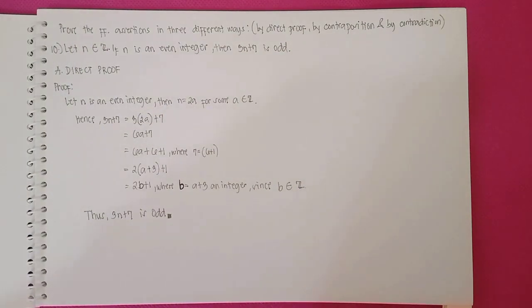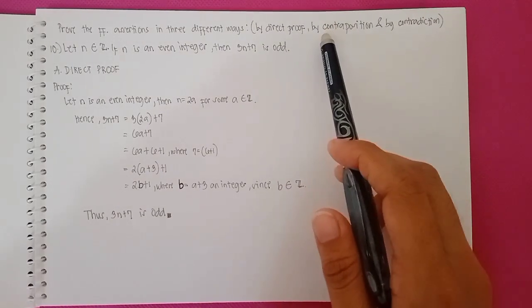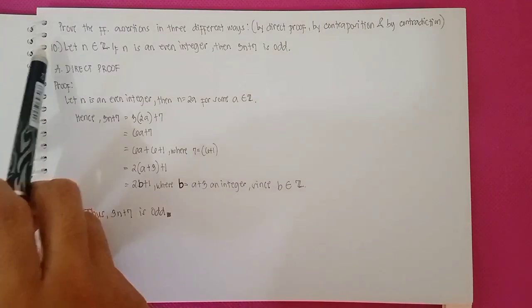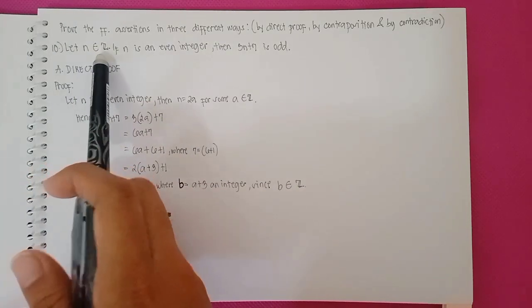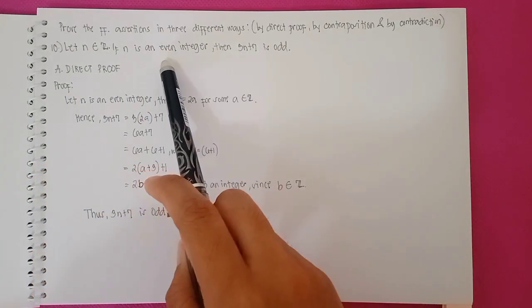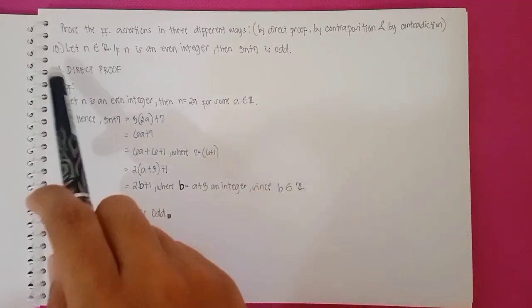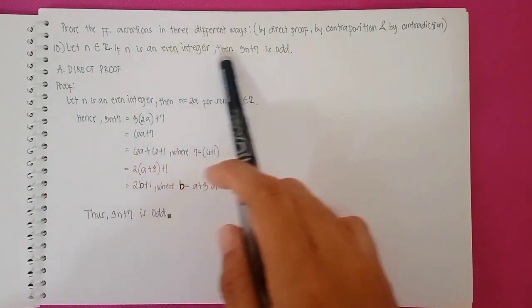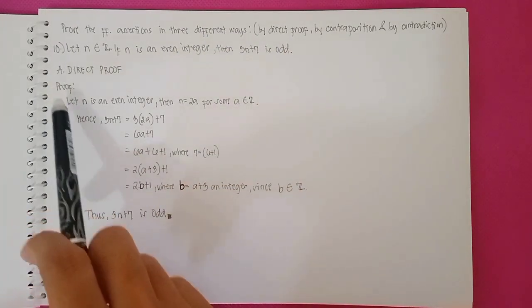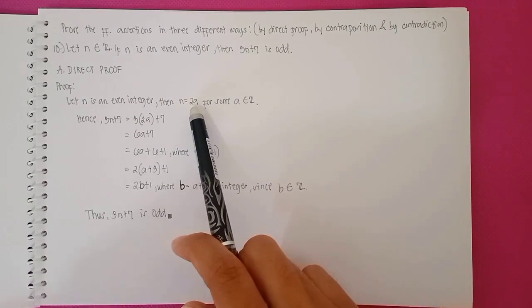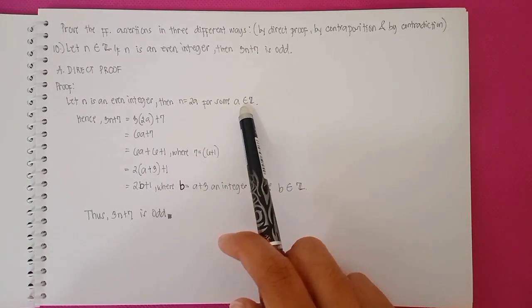Next is prove the following assertions in 3 different ways: by direct proof, by contraposition, and by contradiction. Number 10. Let n be an element of integers. If n is an even integer, then 3n plus 7 is odd. Again, in a direct proof, this is only what we need to show. So, proof, let n be an even integer, then n equals 2a for some a an element of integers.